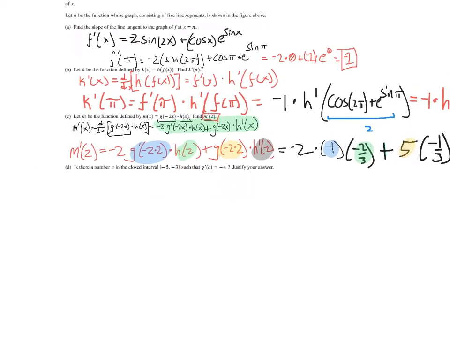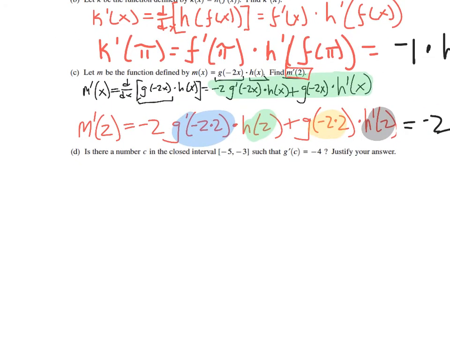All right. One more. Is there a number c on the closed interval such that g prime is equal to negative 4? Justify your answer. Okay. So we've got g prime. Now this is the mean value theorem. We need to recognize that right away. This wording, and we're talking about the slope, a derivative here, is mean value theorem, not intermediate value theorem, the mean value theorem. Okay, so we're using the mean value theorem.